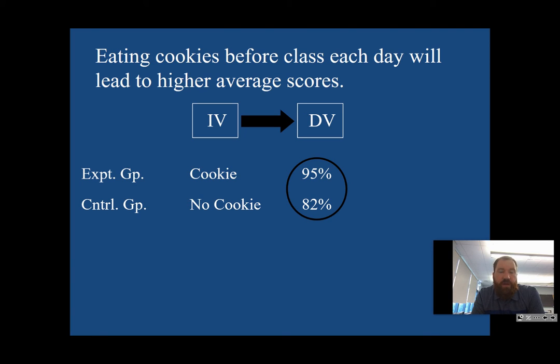Couldn't there be another type of thing that influences the scores and whether or not they got a cookie? I'm going to pause and let you think about what they could be. Maybe even write it down in your notes. What do you think is another explanation for why the experimental group got 95% and the control group got 82%?